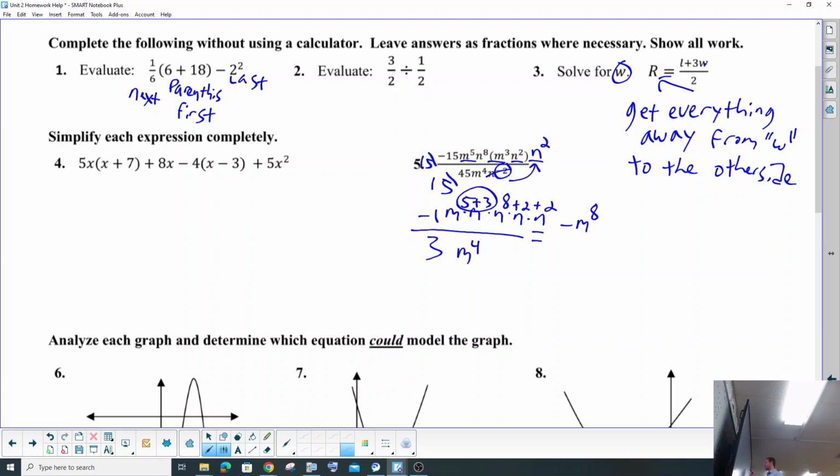Then add those powers, 10, we get 12, n to the 12th power, all over 3, m to the 4th. Ooh, four of those could cancel with these ones, leaving us with just 4. So negative m to the 4th power, n to the 12th power, all divided by 3m to the 4th power.